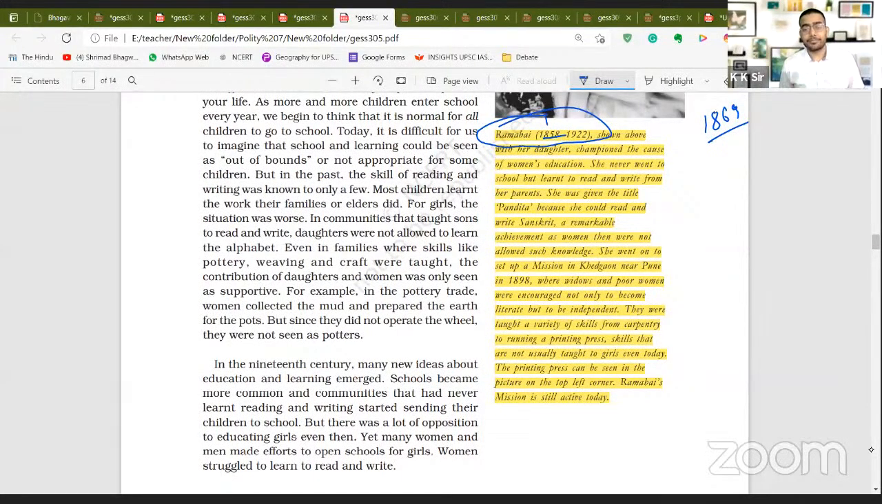What she did: she never went to school but learned to read and write from her parents. She was given the title of Pandit because she could read and write Sanskrit. So in prelims there can be a simple question, match the following.